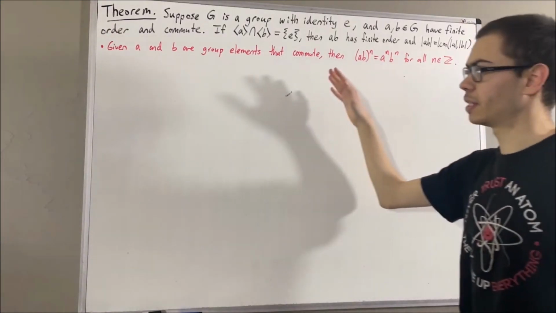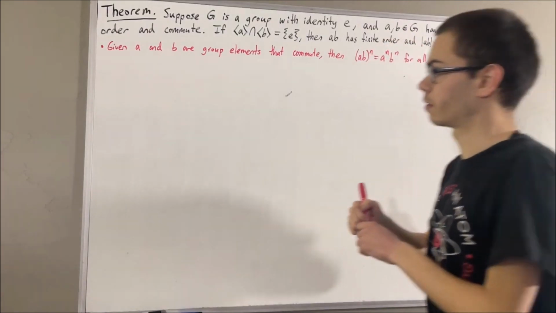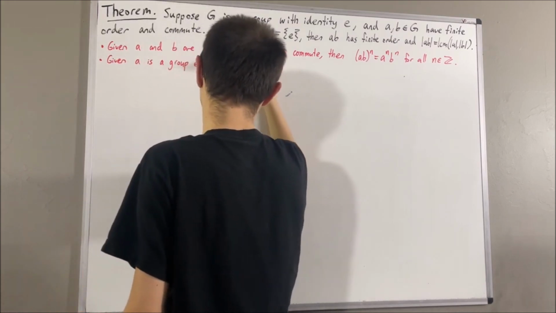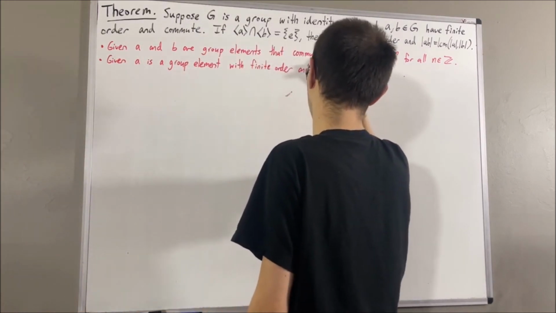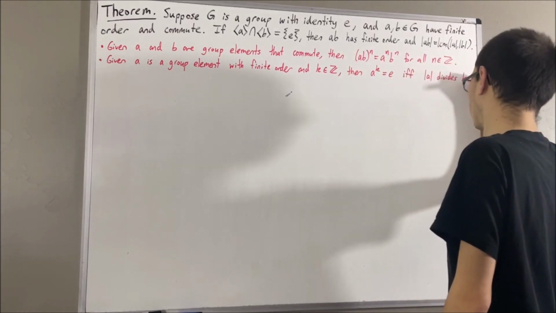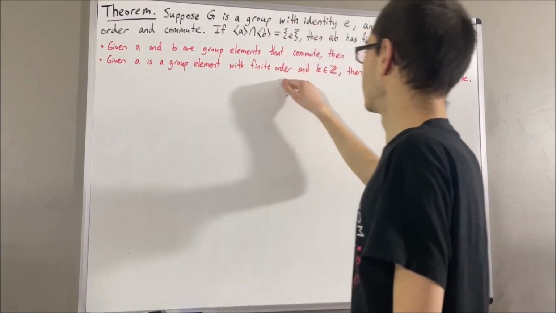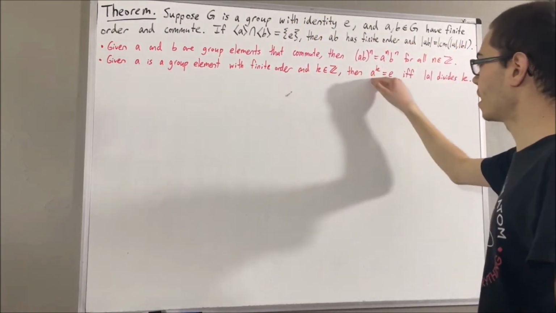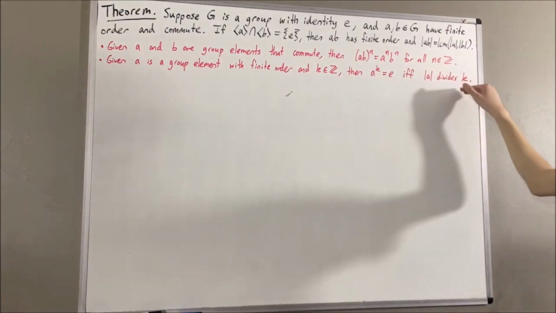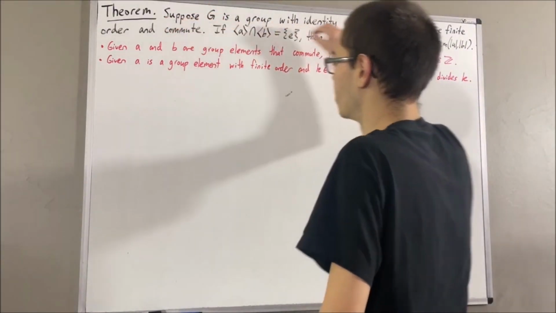And another property, which involves elements with finite order, is the following. Given that A is a group element with finite order and k is an integer, then A^k is equal to the identity if and only if the order of A divides k. Okay, so now let's get into proving this theorem.